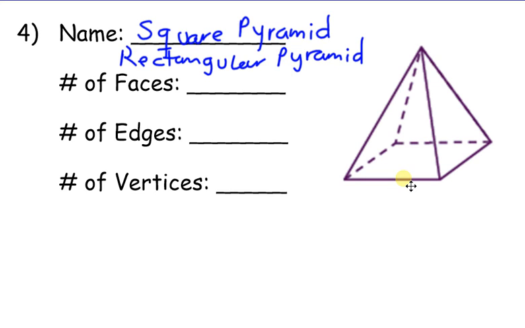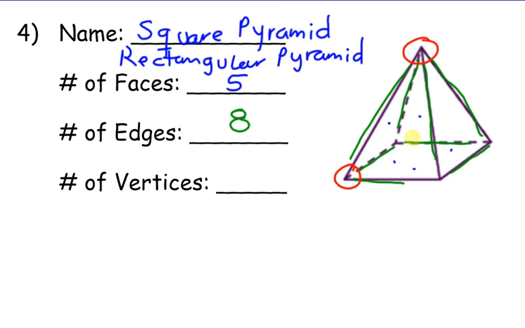All right, so how many faces do we have here? Well, we have the bottom base, which is 1. And then we have the side panel 2, 3, 4, and 5. So we have 5 faces. How many edges? We have 1, 2, 3, 4, 5, 6, 7, and 8. So 8 edges. And how many vertices? So where does it come to a point? 1, 2, 3, 4, and 5. So 5 vertices. Excellent.